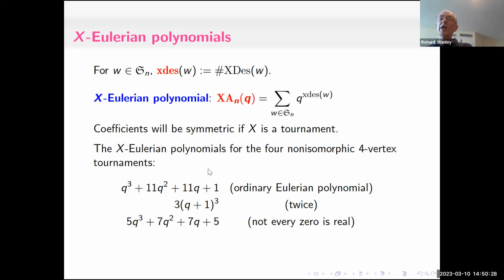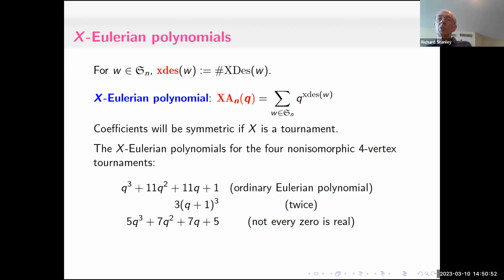That would give ordinary descents. There's an arrow from I to J if I is less than J. So I'll get ordinary Eulerian polynomials. Twice you get this very nice factorable polynomial. And then the other one, the zeros are not real, not always real, although it is unimodal and log concave.